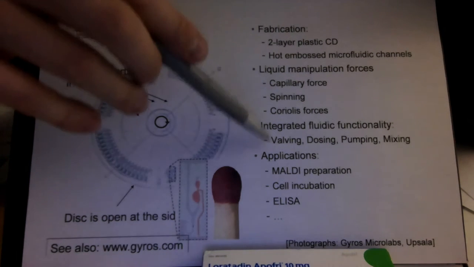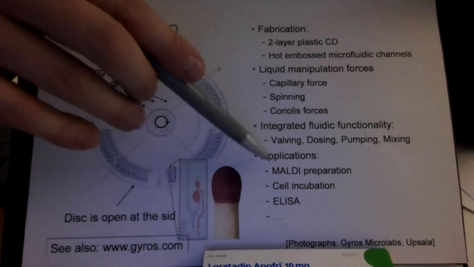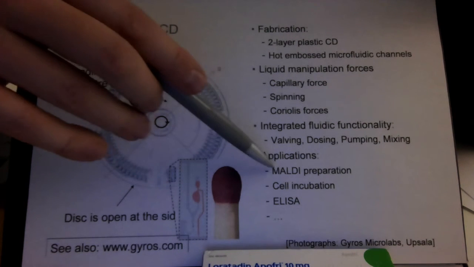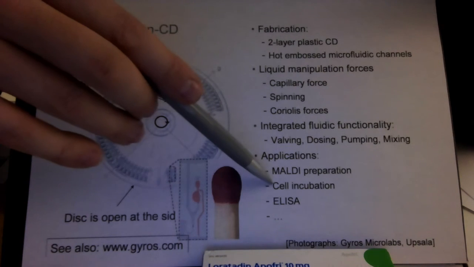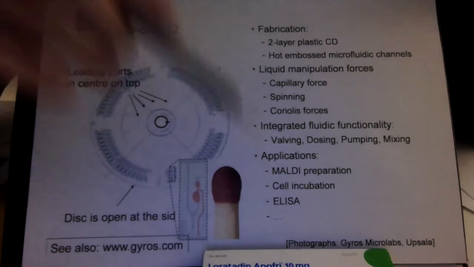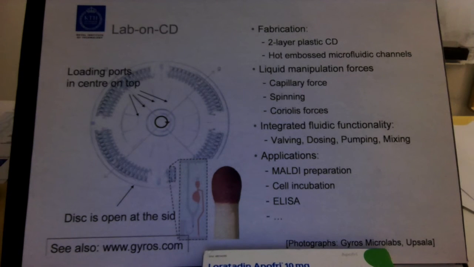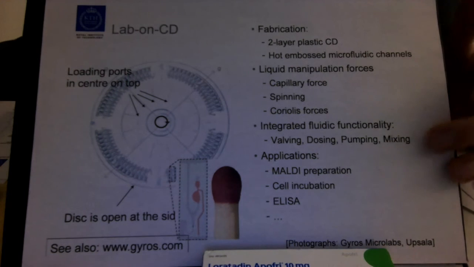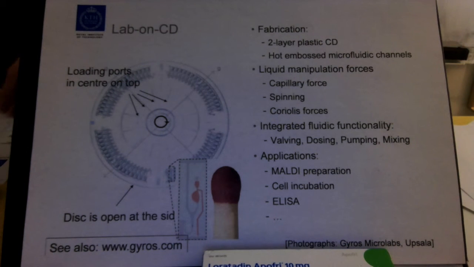And then you can do applications such as MALDI, so that's a mass spec preparation step. You can do cell studies. You can do ELISAs, which is a protein-protein reaction assay. And what I'm going to show here is just a little bit how the fluidics works, and then we're going to look at a video of a commercial system actually, where you see a little bit more detail.